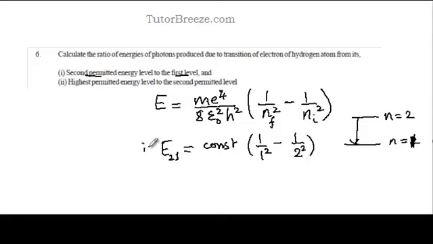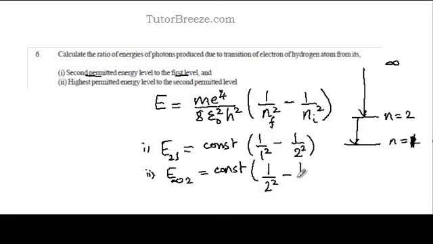And then for the second part, which asks for a transition from the highest possible state, which would be infinity, to 2. So from infinity to 2, in that case the final state will be, so we'll just write this once again. This is a constant. The final state in this case would be 2.